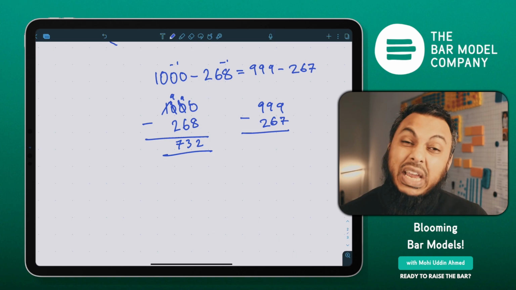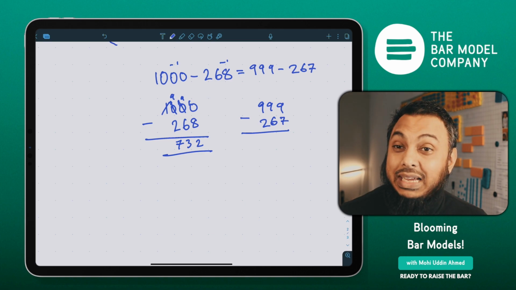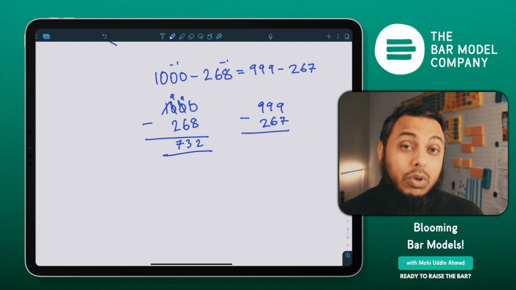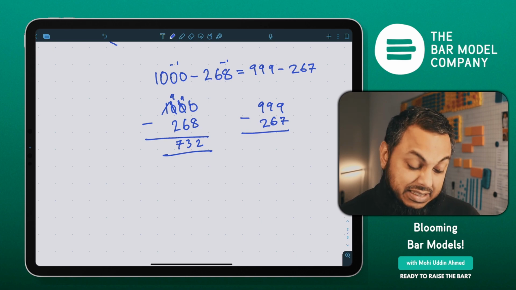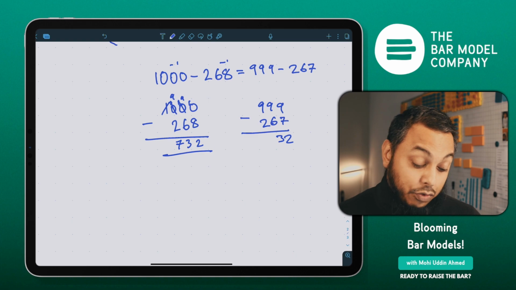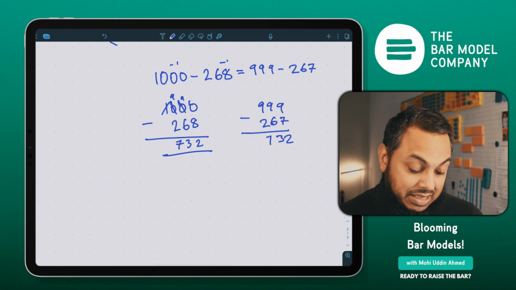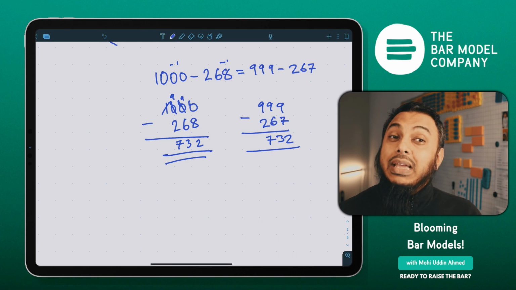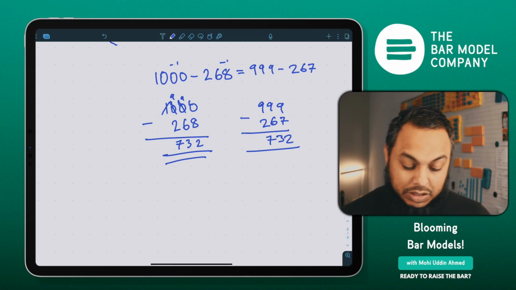So actually, I can change the numbers and get the same answer, but then the time I take and the chance of me making mistakes is going to be much smaller if I change it to 999 take away 267. 9 take away 7 is 2, 9 take away 6 is 3, and 900 take away 200 is going to be 700. And so we've got 732, same as before. Can you see the link I'm trying to make?